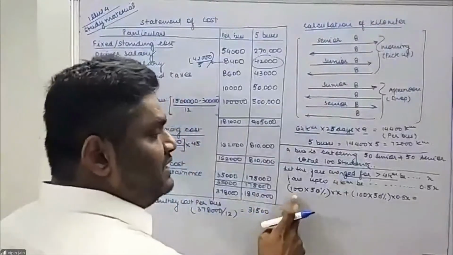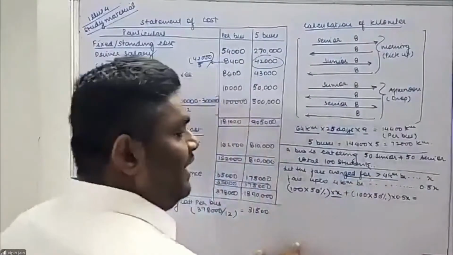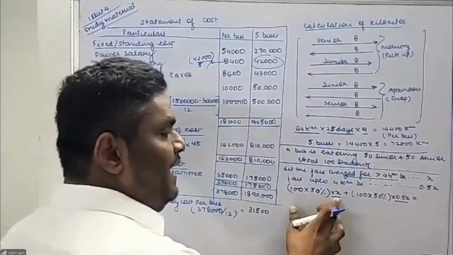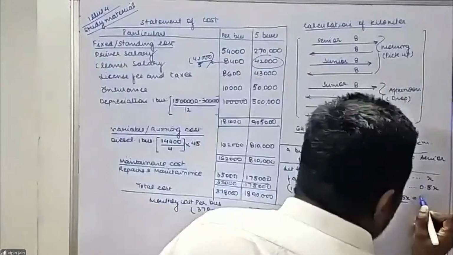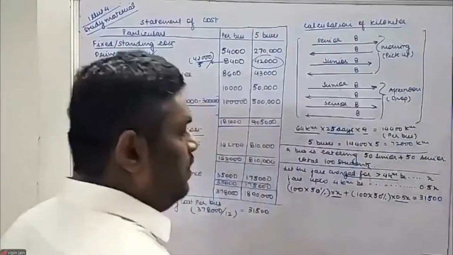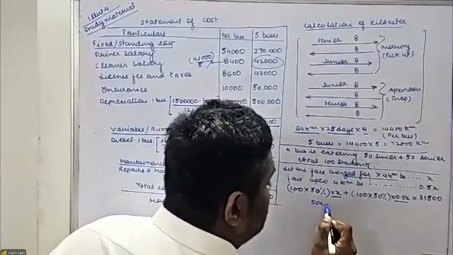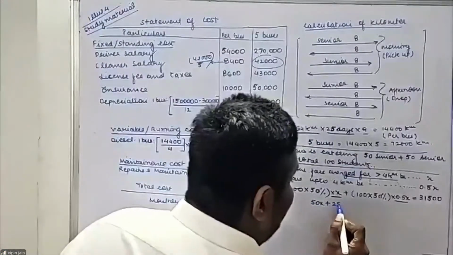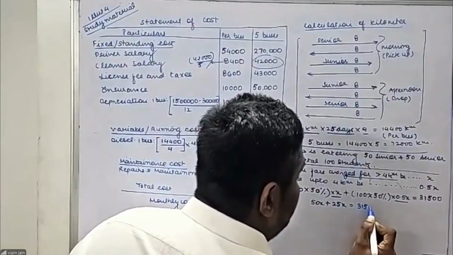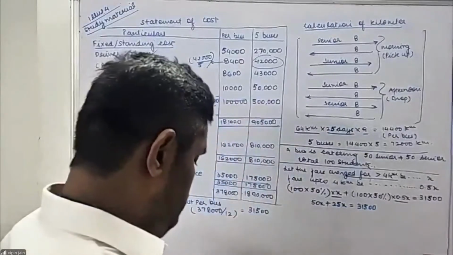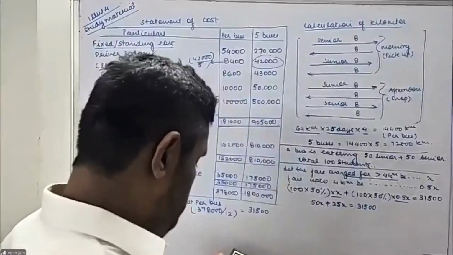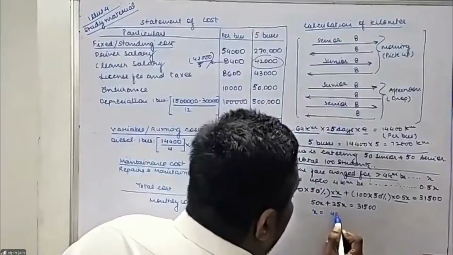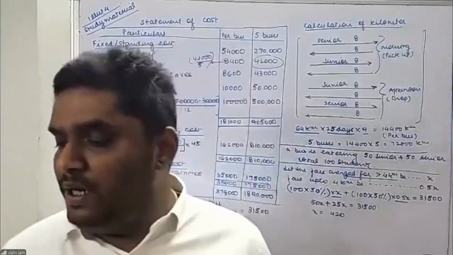So out of 100 students, 50% are traveling more than 4 kilometers, and 50% are traveling up to 4 kilometers. Their fare will be X and their fare will be 0.5x. And this should be equal to 31,500. That is my cost. So this will be 50x plus 25x. It should be equal to 31,500. So the value of X will be 420.